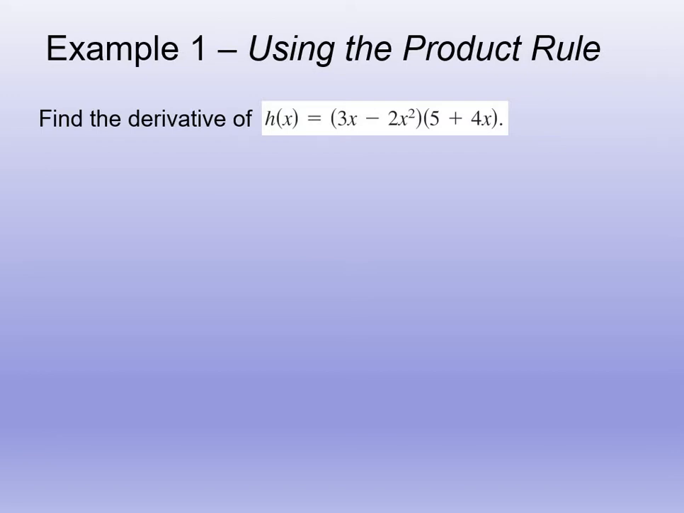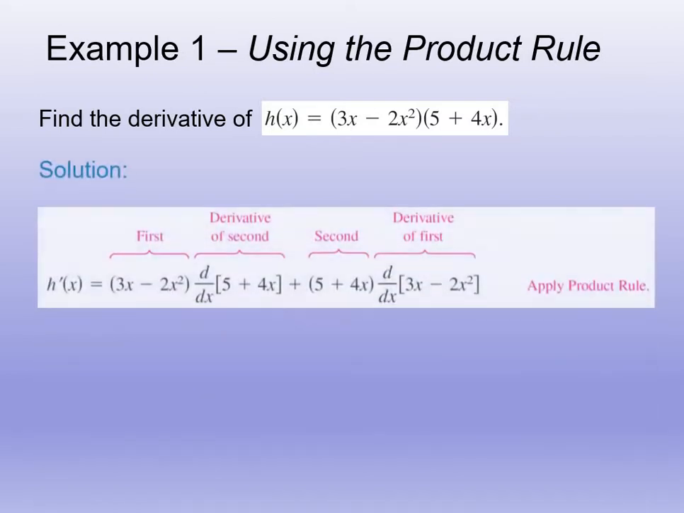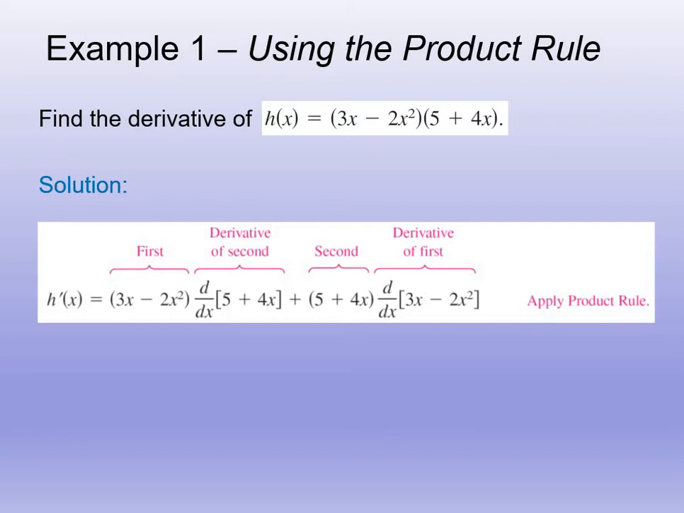So let's do a couple examples here that we're going to go through. If we have the function h of x equals 3x minus 2x squared times the quantity 5 plus 4x, we're going to deem this as two functions. The first function, 3x minus 2x squared, is our f of x, and the 5 plus 4x is our g of x. So you're going to take first times the derivative of the second plus second times the derivative of the first. You can see how that's laid out here.